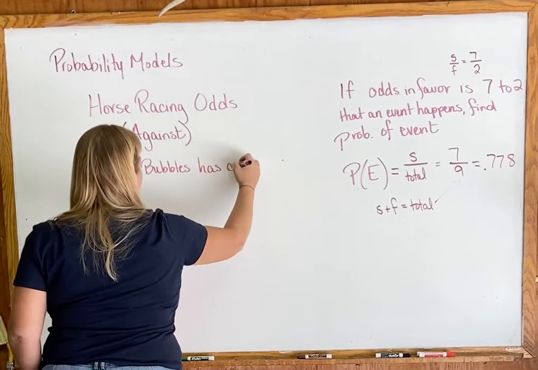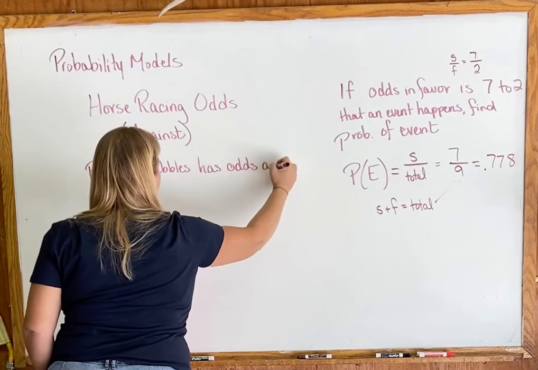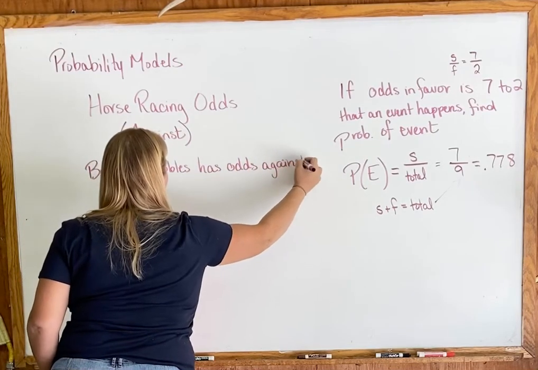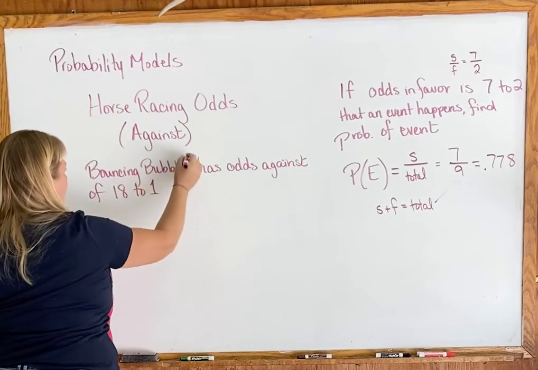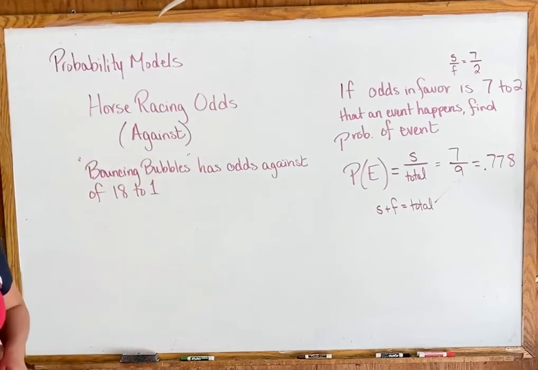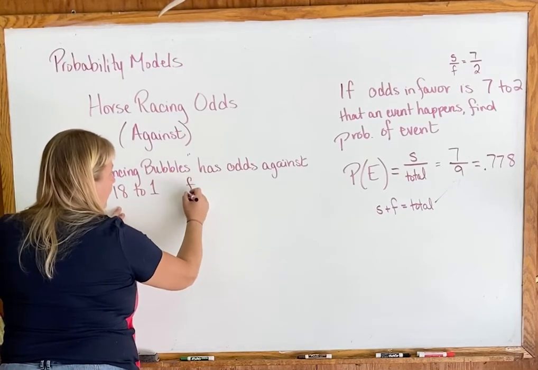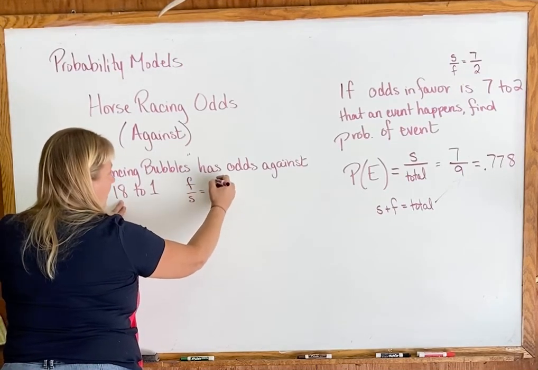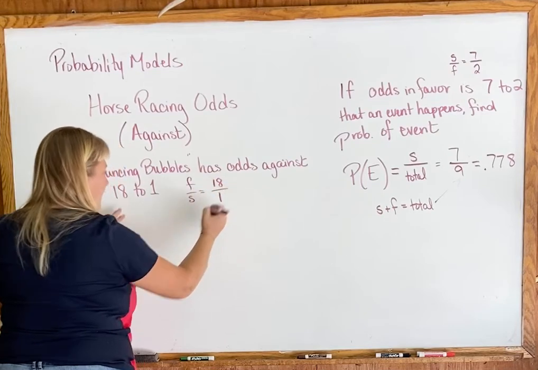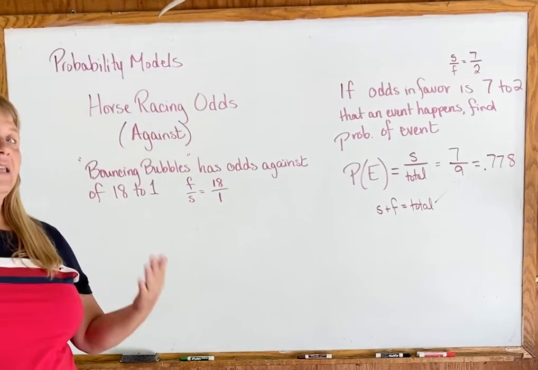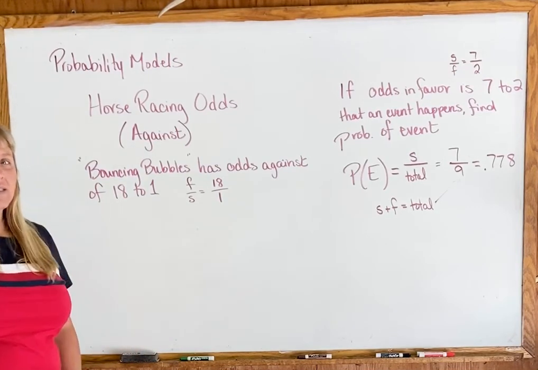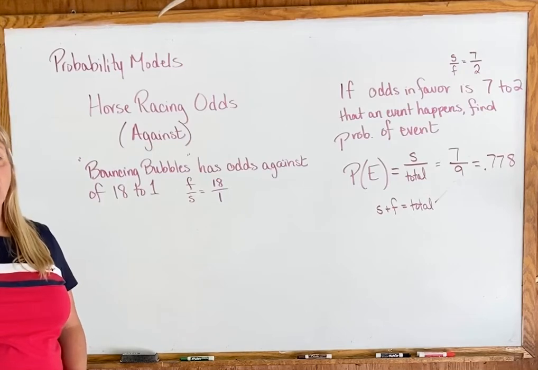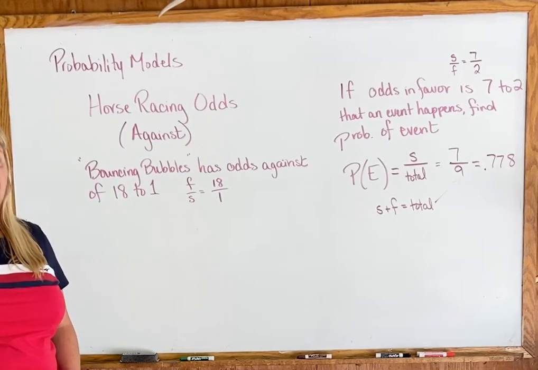Has odds against of 18 to 1. Okay, so our horse's name is Bouncing Bubbles, and he has odds against of 18 to 1, which means with failure over success, this is going to be 18 failures to 1 success. So he's going to fail 18 times to every 1 win, which means, does this guy have a good chance of winning the race? Okay, he doesn't, does he?